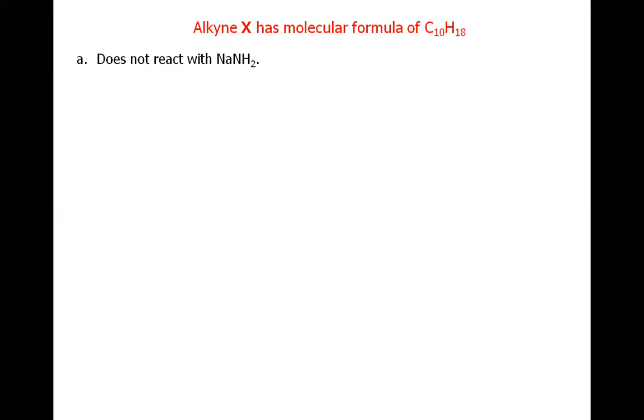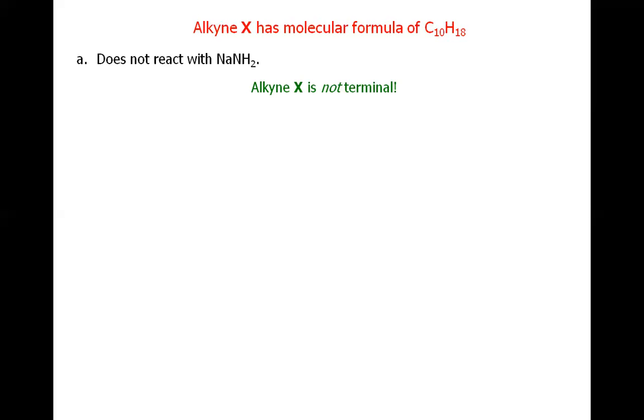So what clue could you get? Remember, sodamide is a base that abstracts the alkyne proton, that is called the acetylenic proton. But remember, an alkyne can have an acidic proton only when the alkyne is terminal, that is, the carbon-carbon triple bond is at the end of the chain. And since sodamide does not react with alkyne X, it means we do not have a terminal alkyne.